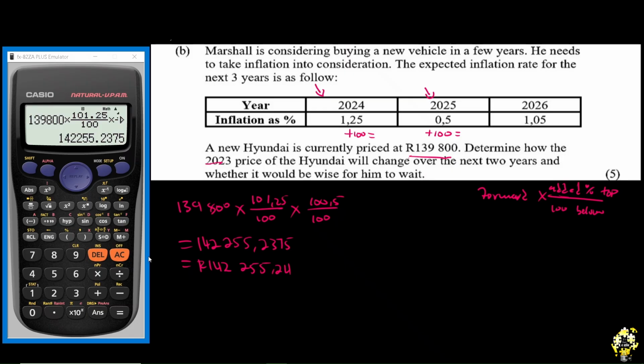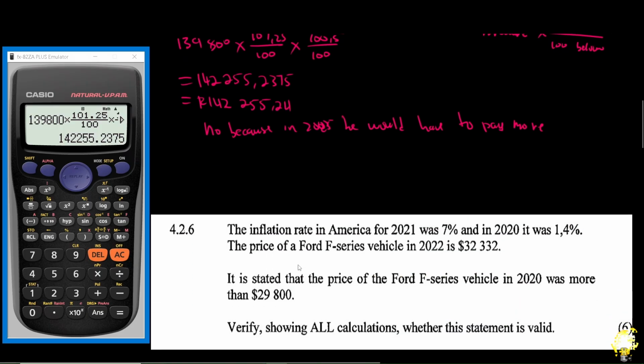Now, again, if it still doesn't make sense, bear with me. Now we haven't answered the question fully. They were asking, would it be wise for him to wait? No, because in 2025 he would have to pay more. So it is not wise for him to wait. He'd rather just buy it in 2023.